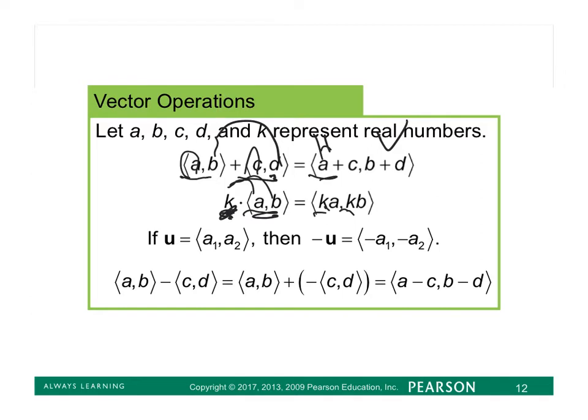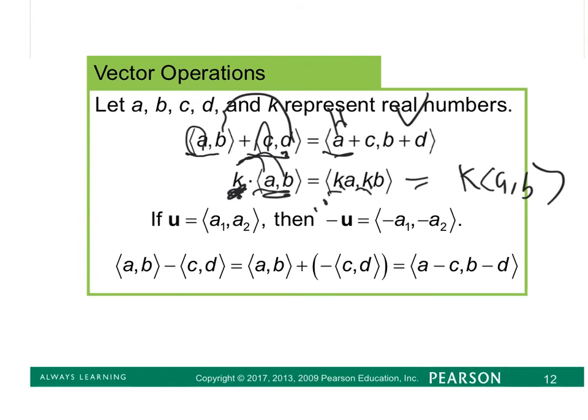You saw me earlier pull out the magnitude of a vector. That was the same thing as pulling out the scalar and saying A comma B. I did that in reverse. If you have a vector U and you want the opposite of that vector, then you would have to take the opposite of each horizontal and vertical component.